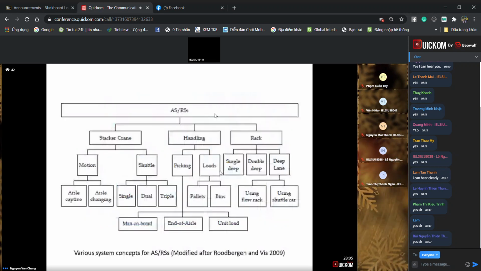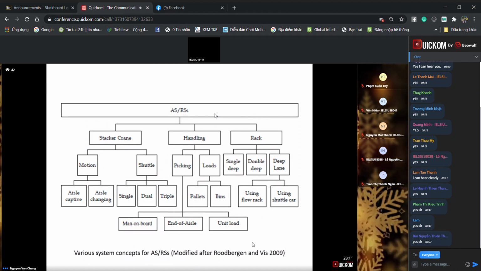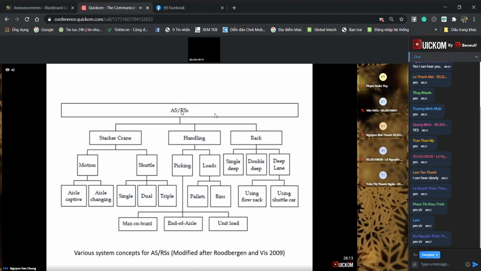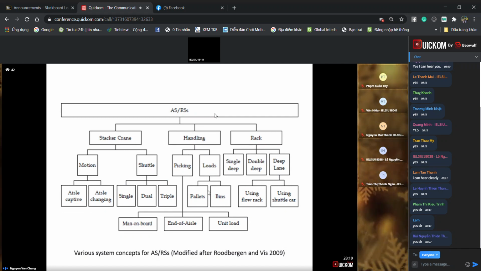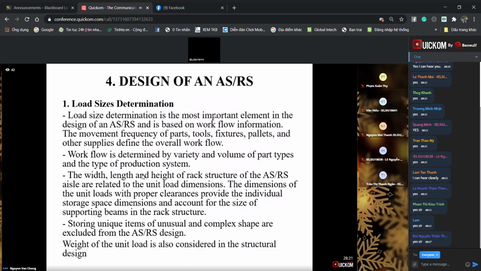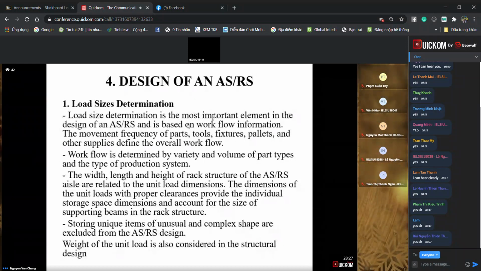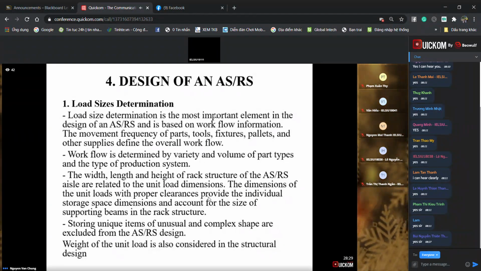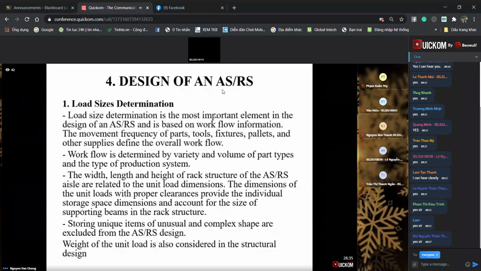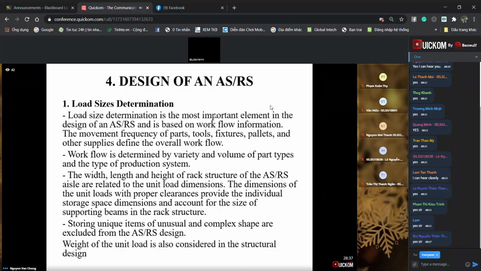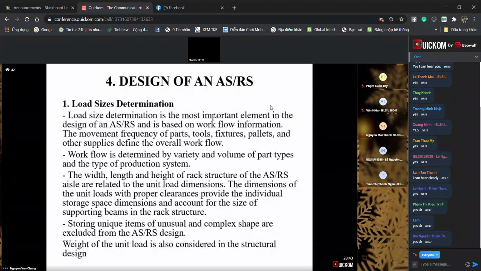Okay, and this is the various systems concept for ASRS. You see, the first is the structure, the racks, and so on. This is very important for the design of ASRS. Like that, this is the same, the conveyor and the AGV.